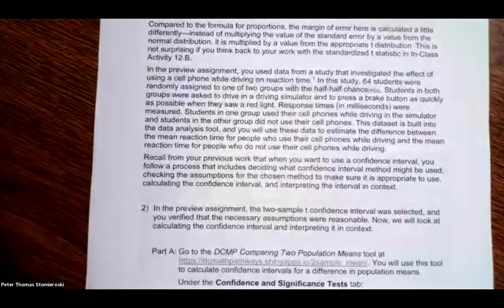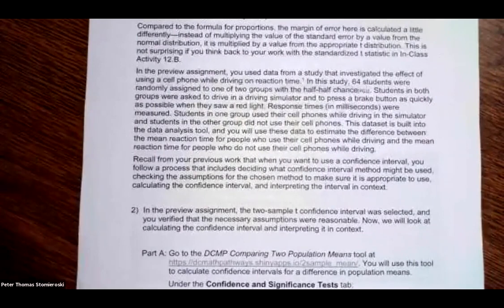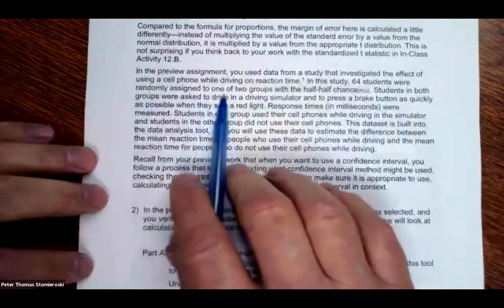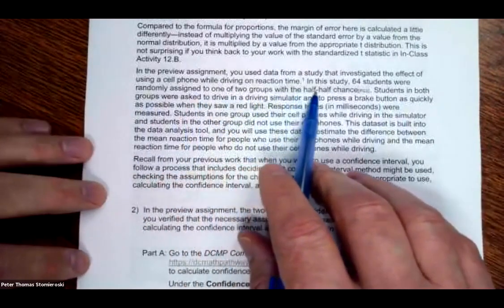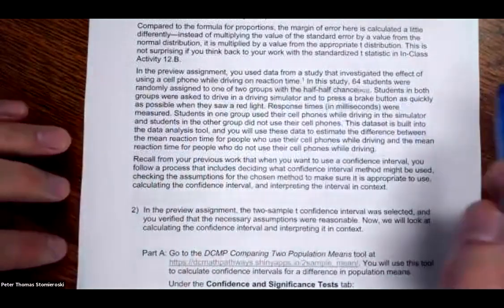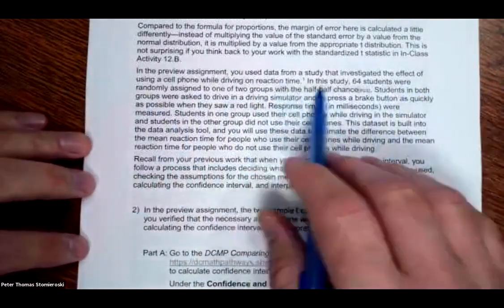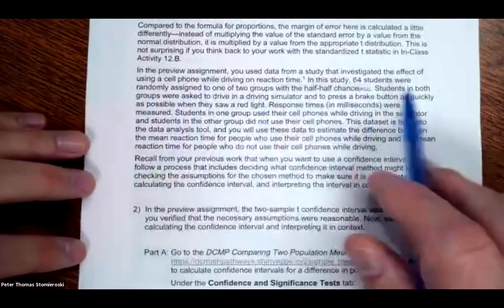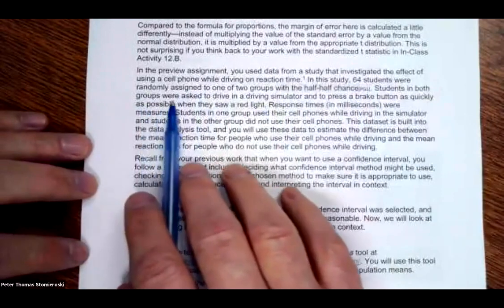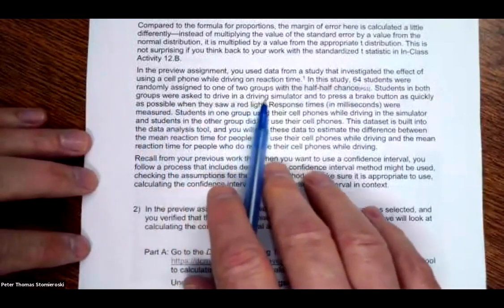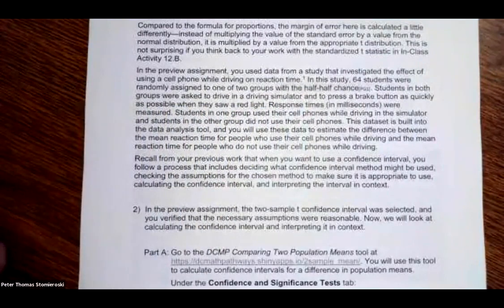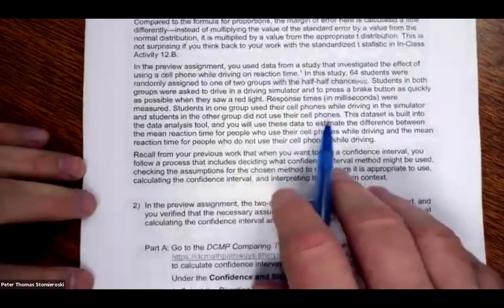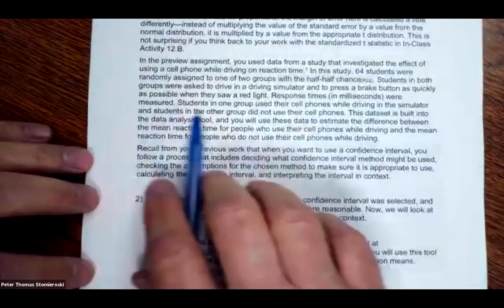Okay, in the preview assignment, you used data from a study that investigated the effect of using a cell phone while driving on reaction time. In this study, 64 students were randomly assigned to one of 2 groups with half chance. So in other words, half the students went to one group, half the students went to the other group, whether they were using a cell phone or not using a cell phone. Students in both groups were asked to drive in a driving simulator and to press a brake button as quickly as possible when they saw a red light. Response times in milliseconds were measured.